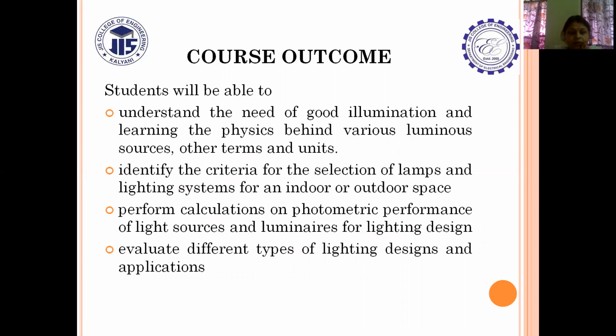Next, this course has some outcomes by which students will be able to understand the need of good illumination and learn the physics behind various luminous sources, other terms and units. They will also be able to identify the criteria for the selection of lamps and lighting systems for indoor and outdoor spaces. They will be able to perform calculations on photometric performance of light sources and luminaires for lighting designs and evaluate different types of lighting designs and applications.